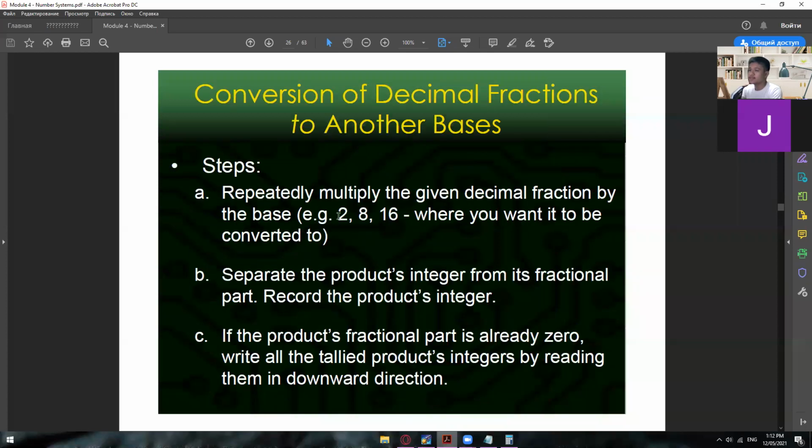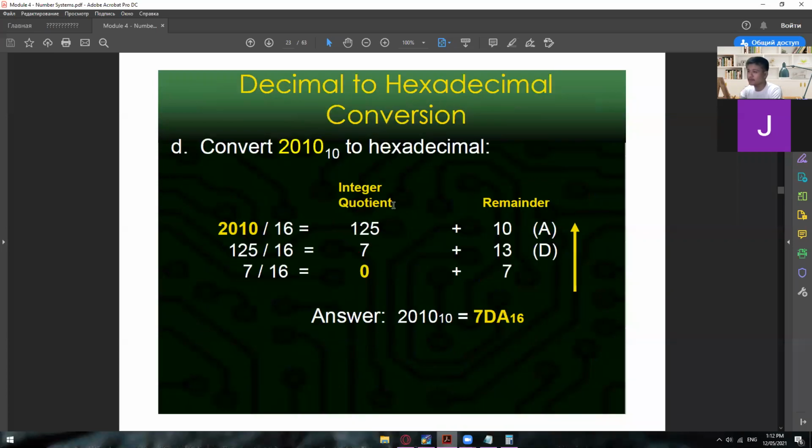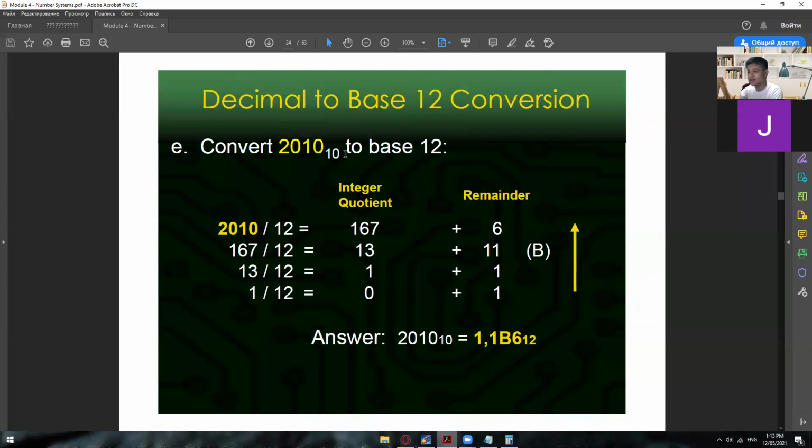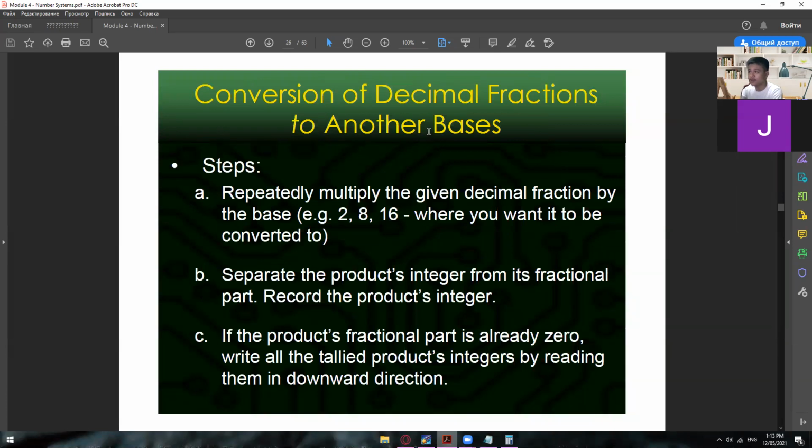All right. So the next one right here is conversion of decimal fractions to another basis. Before, we were only converting whole numbers, so whole number decimal into hexadecimal. But in here, we will try to convert a decimal fraction into another base. So in here, we have these steps.